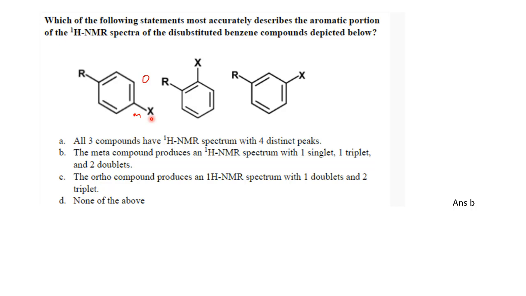Okay. So here we have a benzene ring, that is the aromatic compound, and we have a methyl group and a halogen attached. So which one is the meta compound? Can anyone tell me?